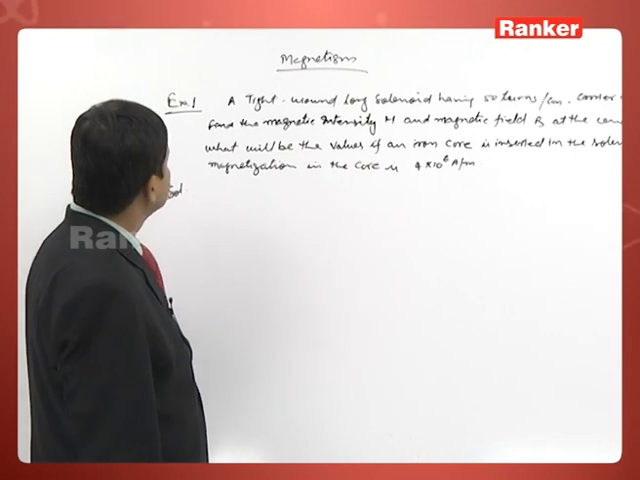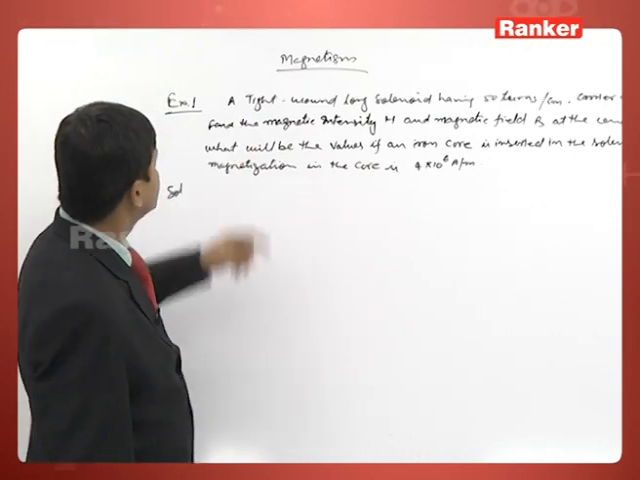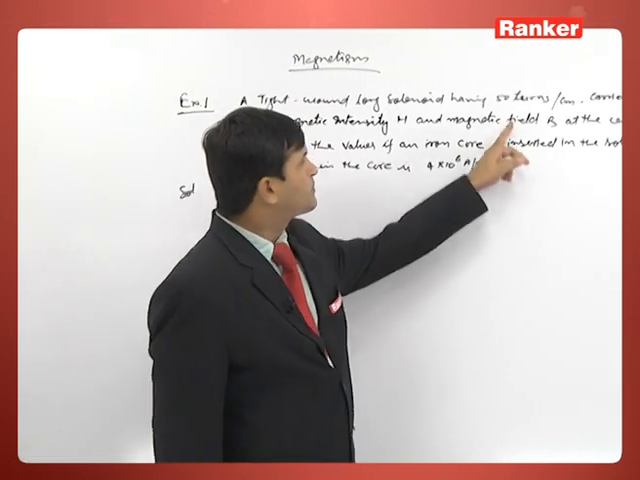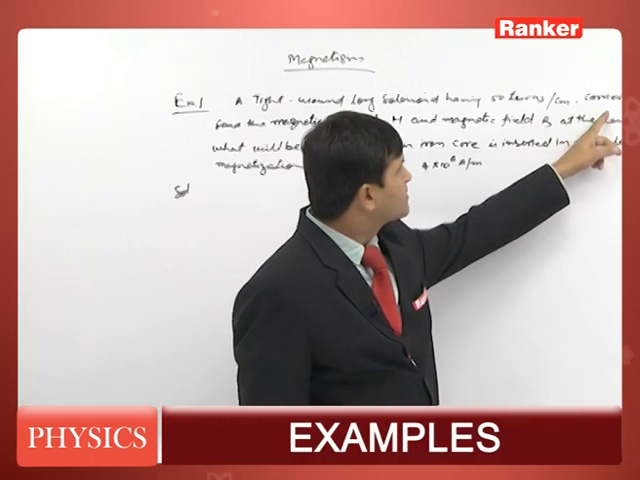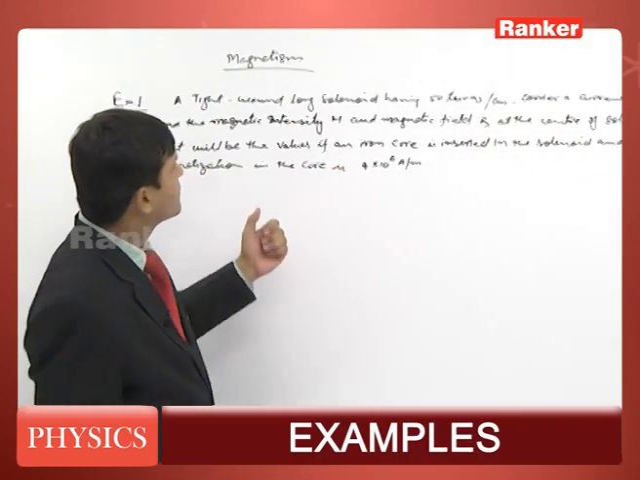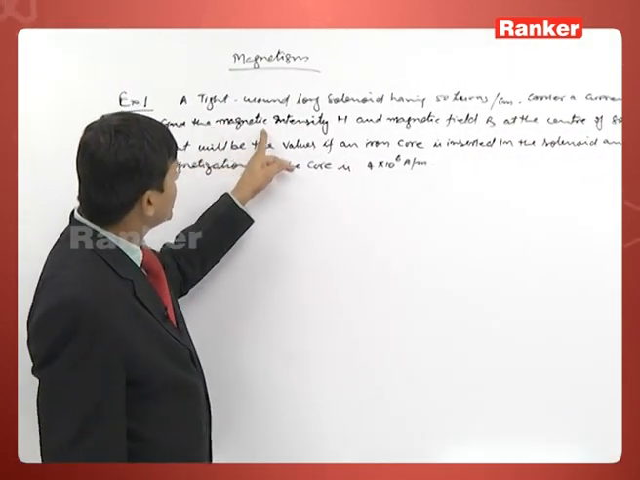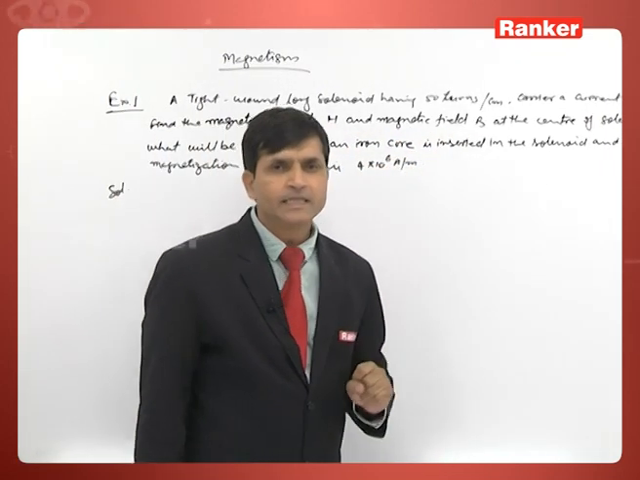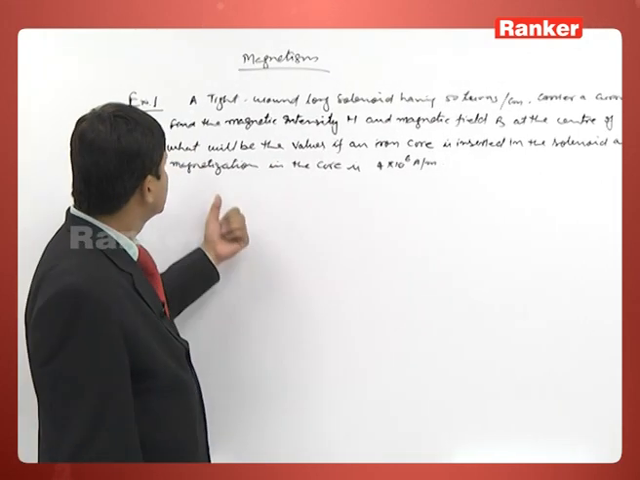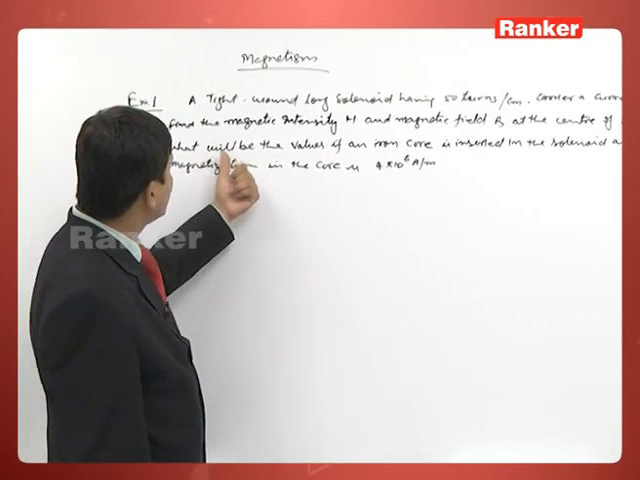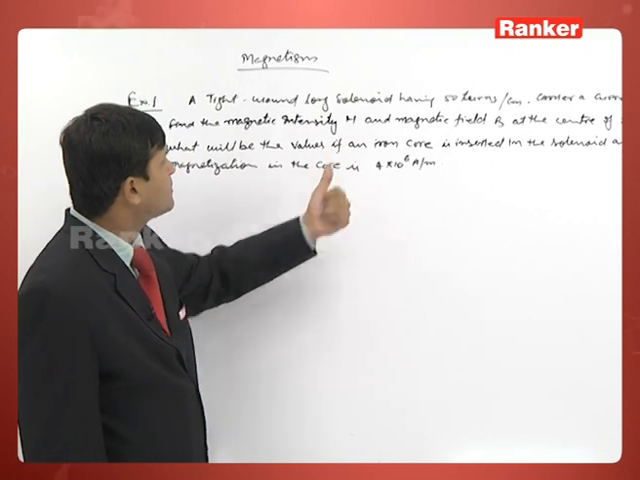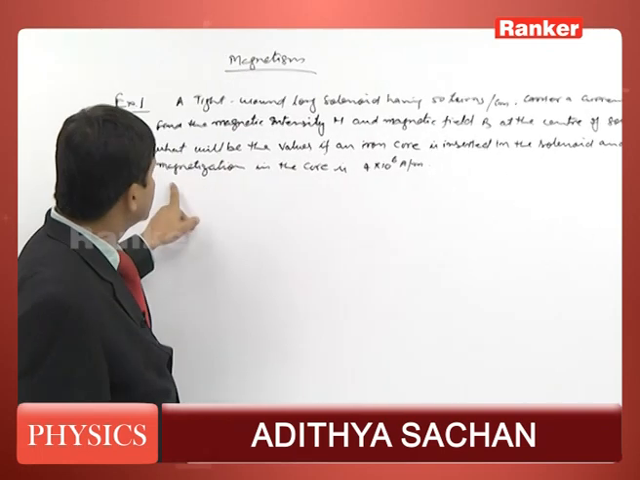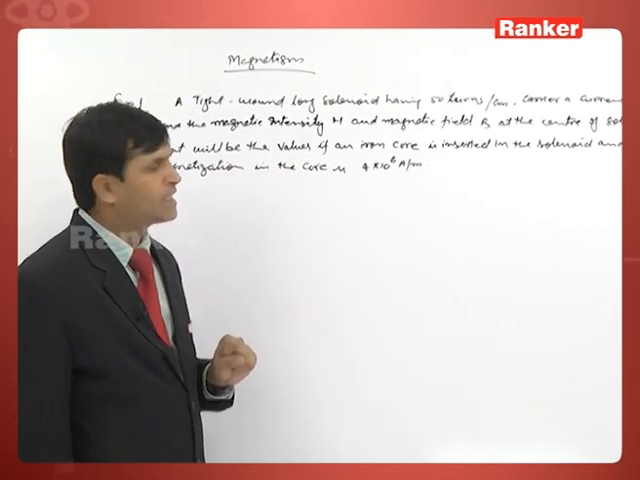Now see this example. In this example, it is given a tightly wound long solenoid having 50 turns per centimeter, and it carries a current of 4 ampere. Find the magnetic intensity H and magnetic field B at the center of the solenoid. And again they are asking what will be the values if an iron core is inserted in the solenoid and the magnetization in the core is this much.